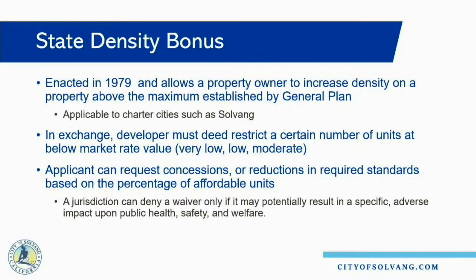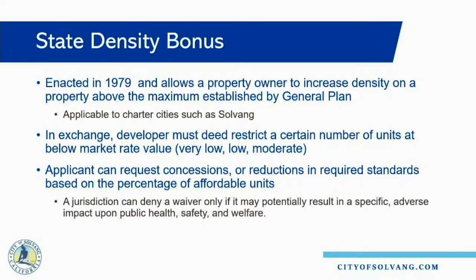So what does that mean? That means that if the project goes through, gets entitled, and goes through construction, the city will be able to deed restrict the units for 55 years. So for the next 55 years, these units are set aside for that income level. As a part of the state density bonus, the applicant can request what are called concessions, or what we call a reduction or waiver of required standards. And the number of concessions is based on the percentage of affordable units.